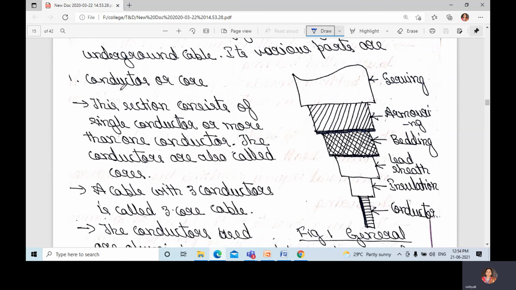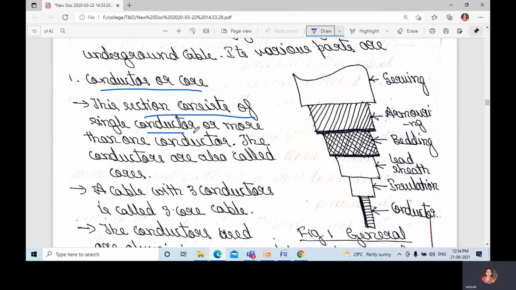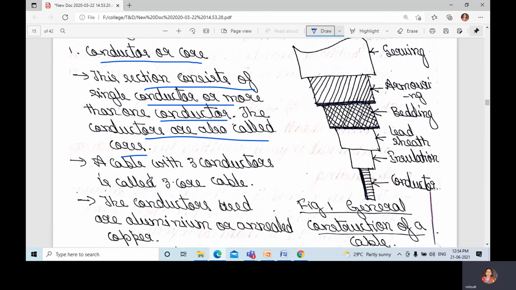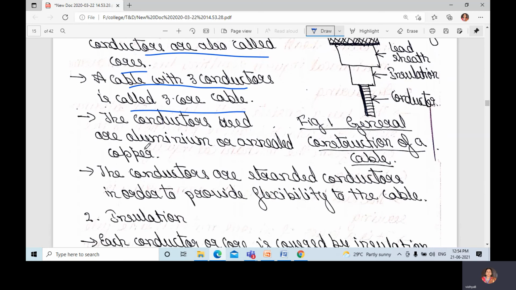First, one by one, we shall discuss the conductor or core. This section consists of a single conductor or more than one conductor. The conductors are also called cores. This is nothing but a core. A cable with three conductors is called a three-core cable. The conductors used are aluminium or annealed copper. The conductors are stranded in order to provide flexibility to the cable.